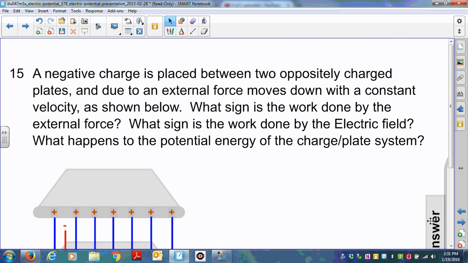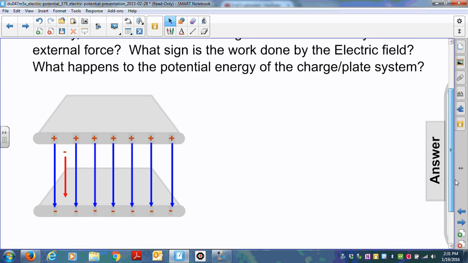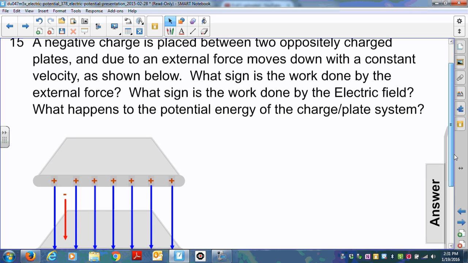A negative charge is placed between two oppositely charged plates and, due to an external force, moves down with a constant velocity as shown in the diagram. Okay. What sign is the work done by the external force? What sign is the work done by the electric field? What happens to the potential energy of the charge/plate system? Go ahead and pause the video and write your answers down.